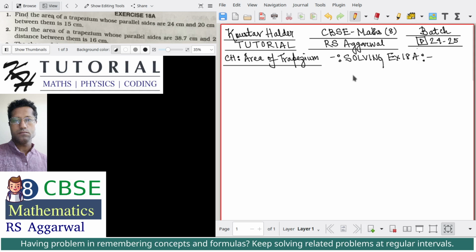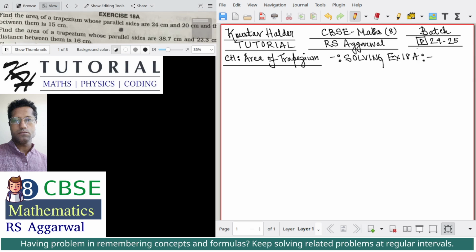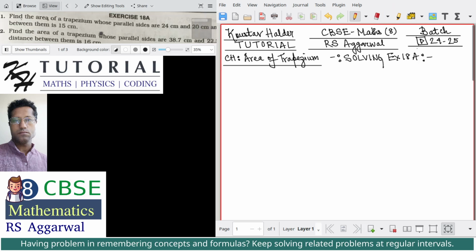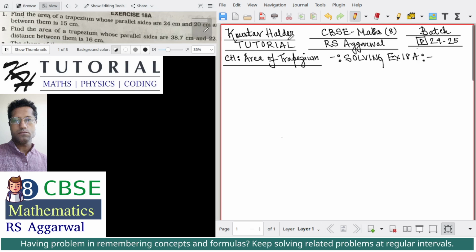Okay, so the first problem says: find the area of a trapezium whose parallel sides are 24 centimeter and 20 centimeter, and the distance between them is 15 centimeter. So it is a pretty straightforward question. So this is problem number 1.